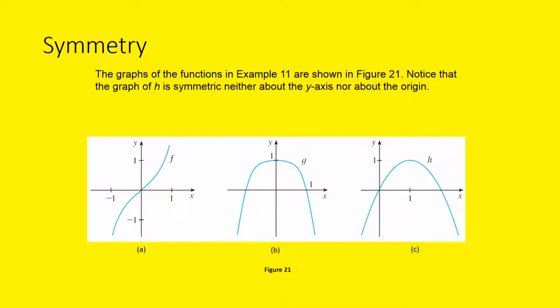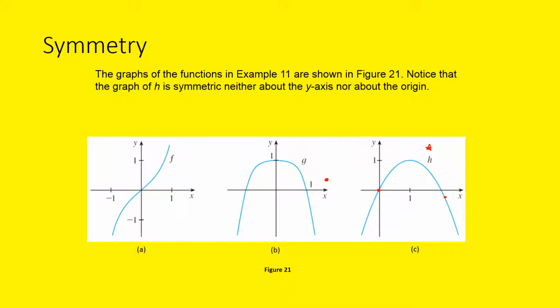And so the graph of h, we'll just start with h over here, doesn't have symmetry with respect to the origin, and it doesn't have symmetry with respect to the y-axis, because it's not odd and it's not even. Obviously it doesn't have y-axis symmetry. It doesn't have origin symmetry either. It's not as if you could take any point on the graph, go to the origin, go same distance, same direction beyond it, and get another point on the graph.